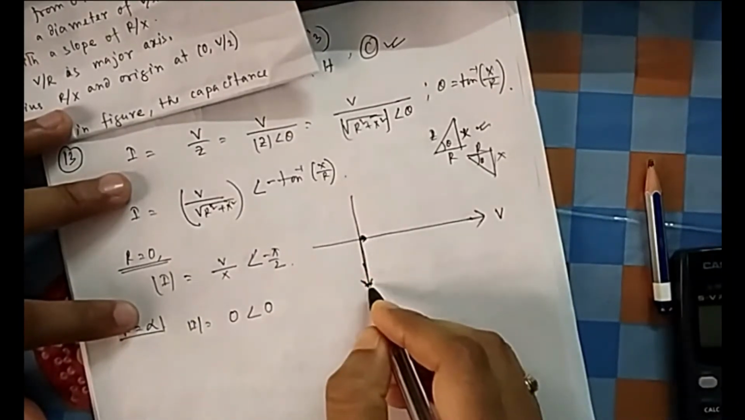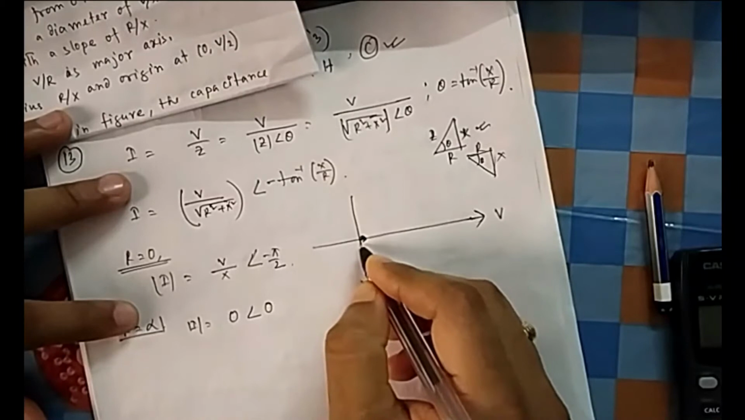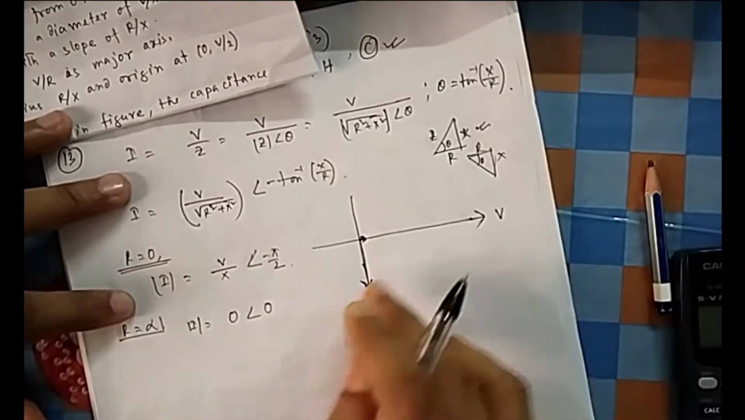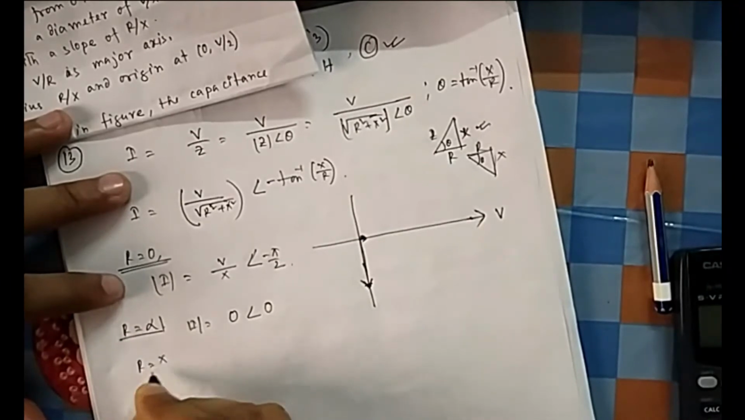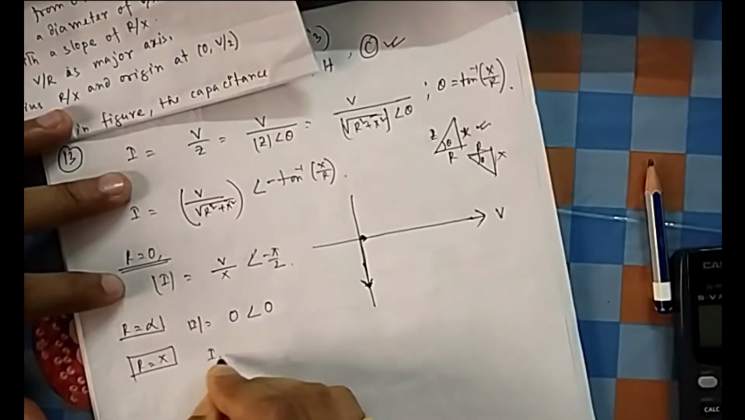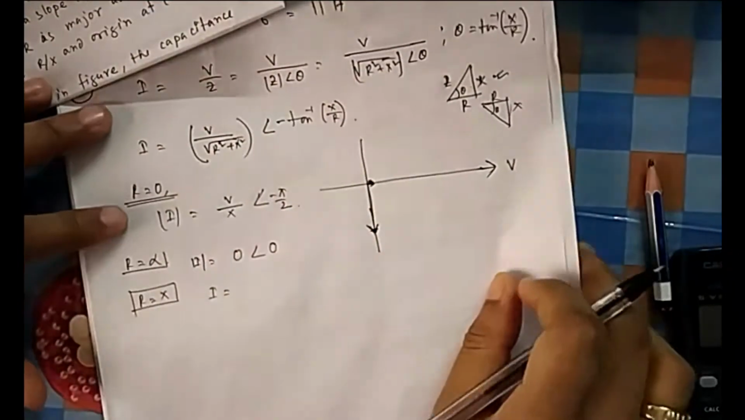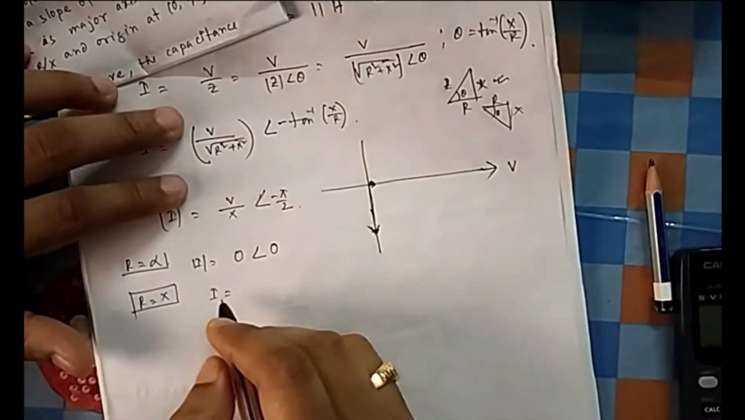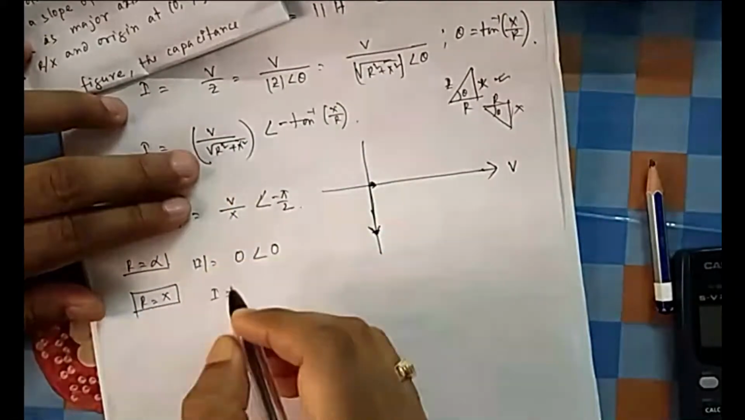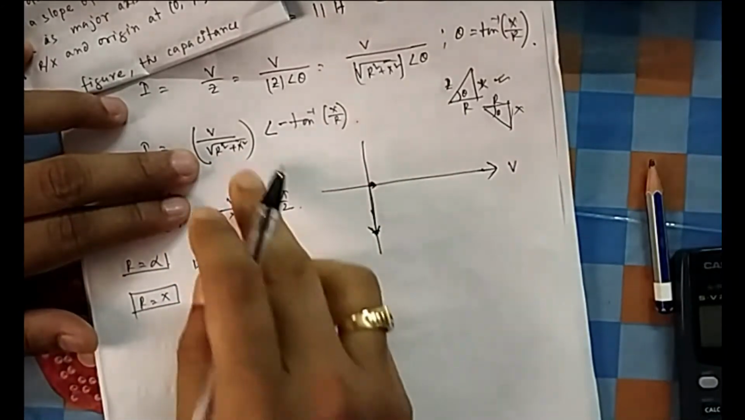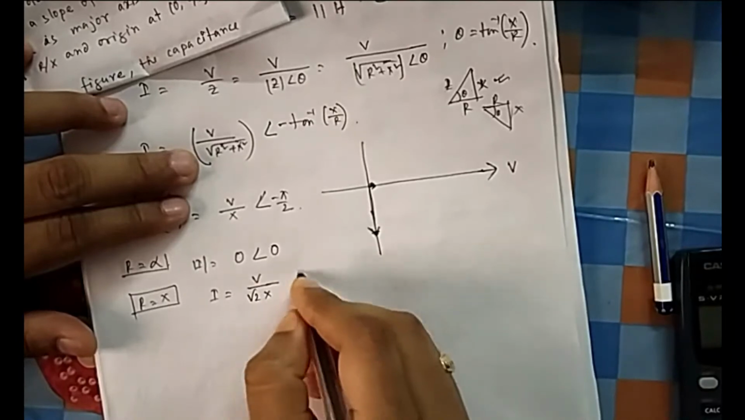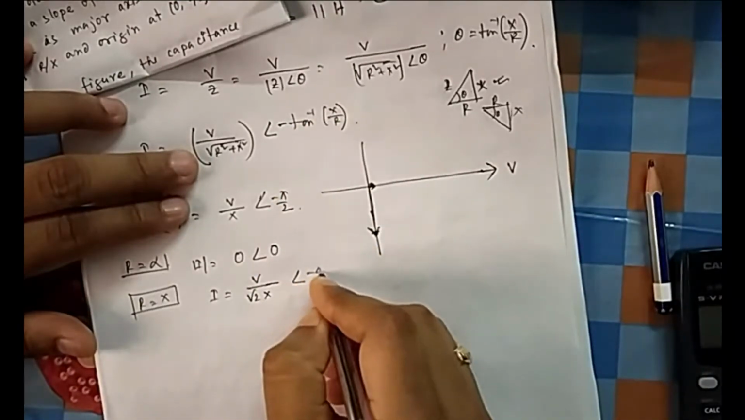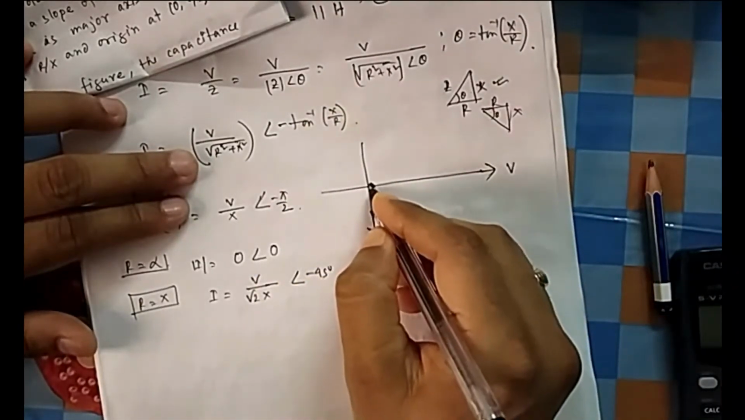So very small. So from here it is moving here. So how is it going? Directly or in some curve? You take some point, then R is equal to X, and in between another point. You take what is the value of V, what is the value of I. If R is equal to X, then what will be the value here? V by root 2X. And what will be the angle? Minus 45. So something of this fashion.